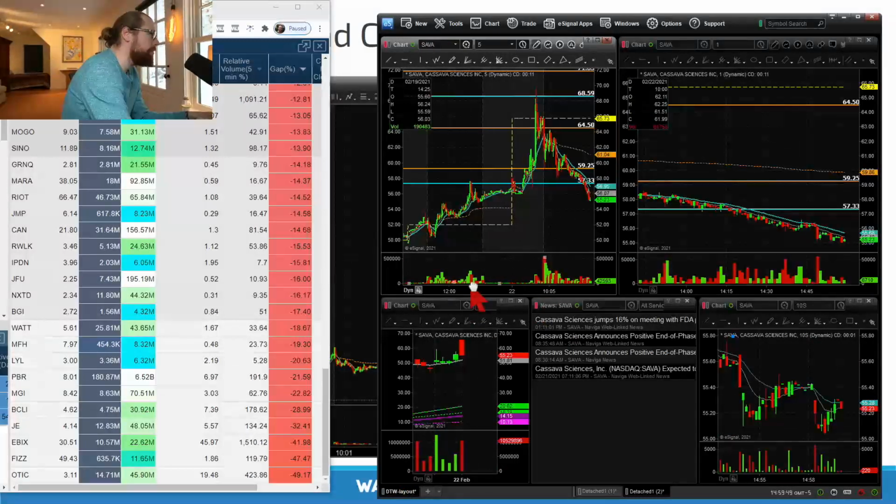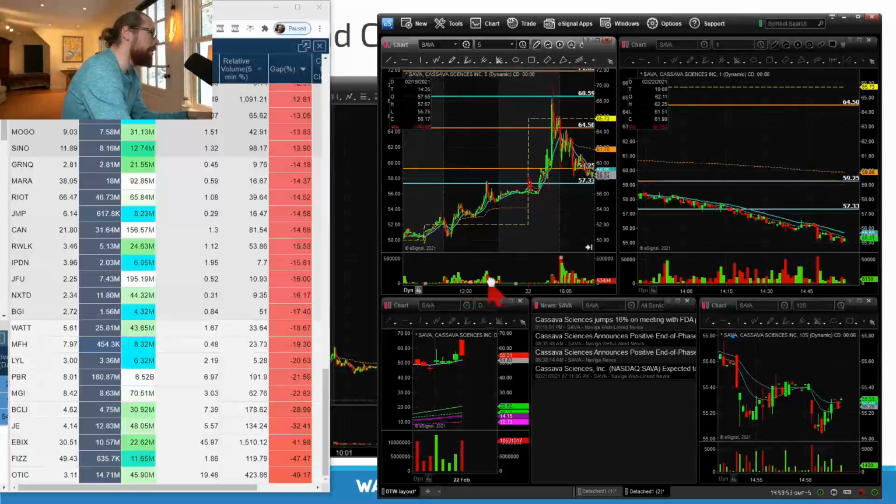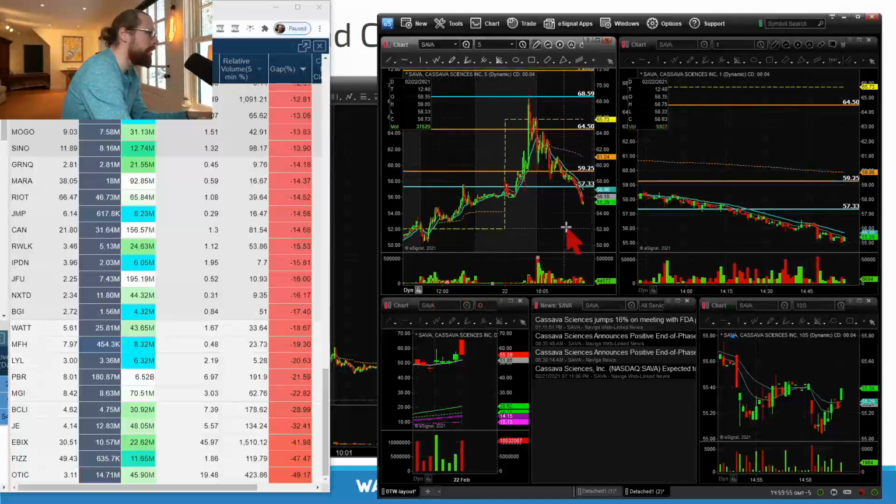Sava. So, you know, this one gapped, but ended up selling off, but that's not really a gap down reversal either. It was a gapper to the upside.